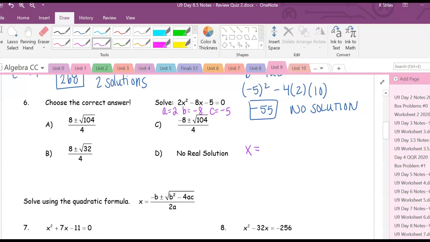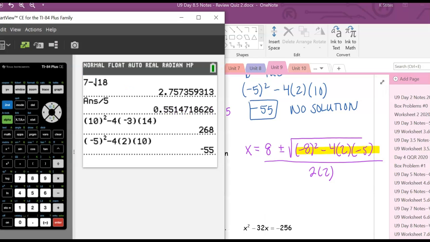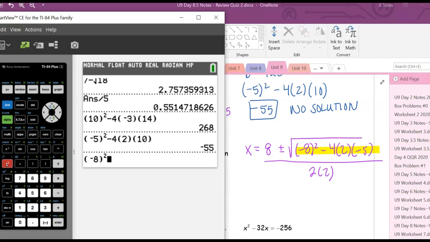So it's x equals opposite b. Since b is a -8, this becomes a +8, plus or minus the square root of b squared minus 4. My a value is 2 and my c value is -5, all over 2a. And then what I would do next if I was solving was calculate my discriminant. Again, when you do this, you're not typing in the square root. This is basically the same as what we did above.